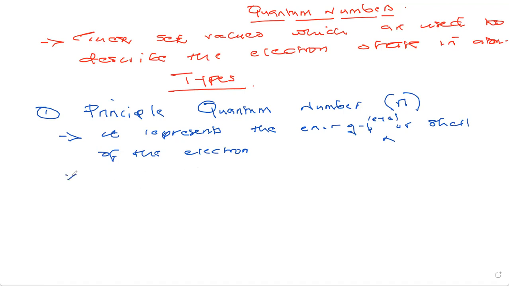Values for principal quantum numbers start from 1. Values for n will not start from 0 because we cannot have an energy level of 0, but instead they start from 1. So we can have energy level 1, energy level 2, energy level 3, energy level 4, and so on.